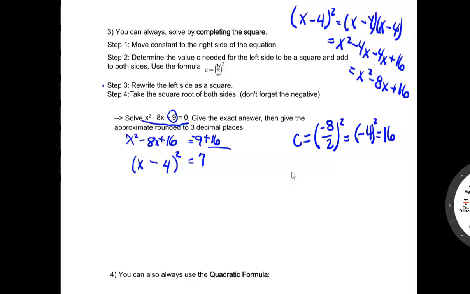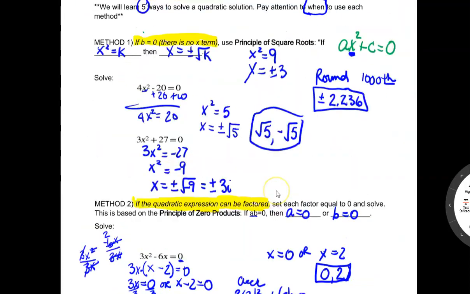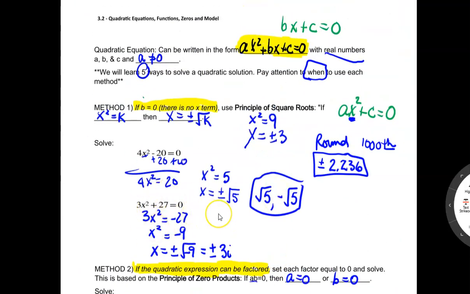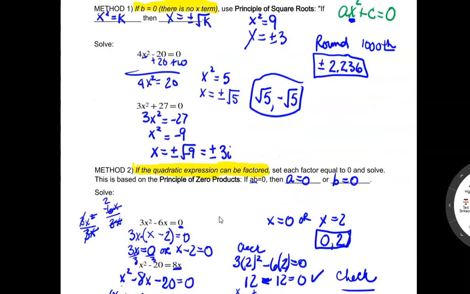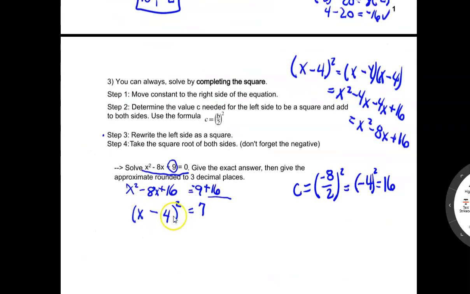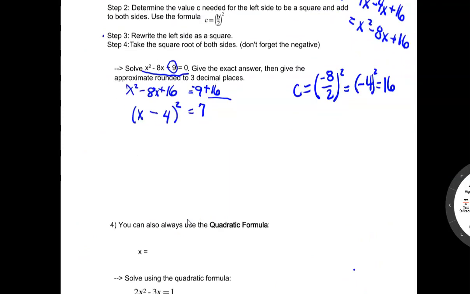Now we can go back and apply method number 1. Method number 1 that we learned in the last video was to take the square root of both sides, but now instead of having x squared on the left side, we have something else squared. We're going to take the square root of that, which basically means we get rid of the square sign. The square root of x minus 4 squared is just x minus 4. And then we take the square root of the right, but we need to remember to put plus or minus in front of it, just like we did when we did method 1 on the first page.